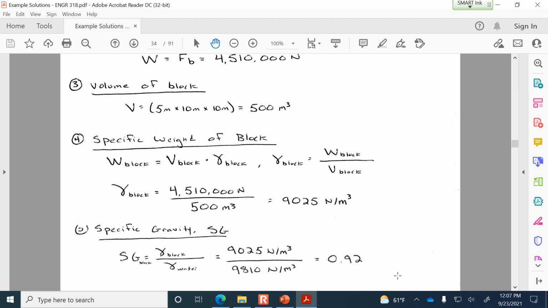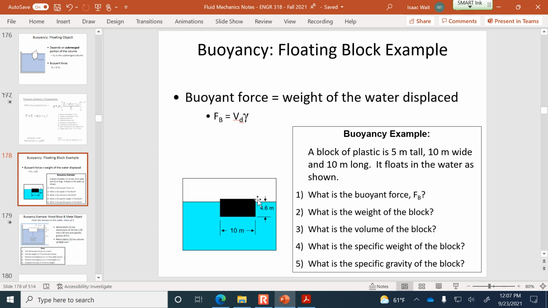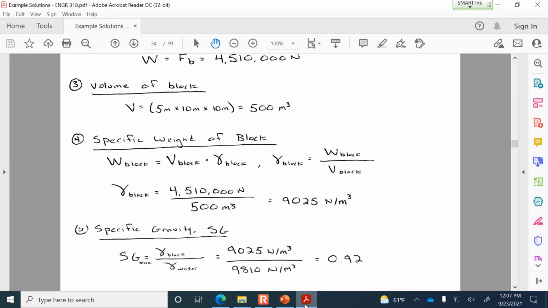Now, it's not a coincidence, but it is kind of interesting that if you divide the submerged depth by the overall height of the block, it's also 0.92. So you just do that in your calculator right quick. What is 4.6 divided by 5? 0.92. So what that tells us is that the way that a submerged object floats in equilibrium is directly an indicator of its specific gravity and unit weight.